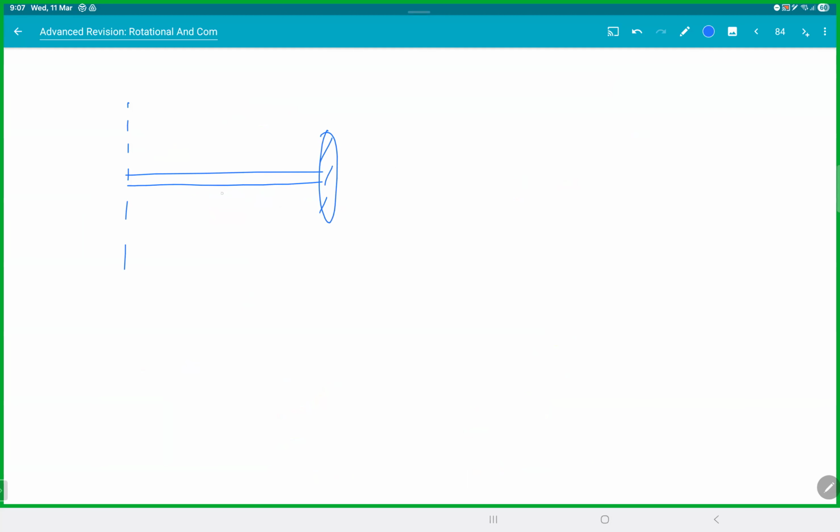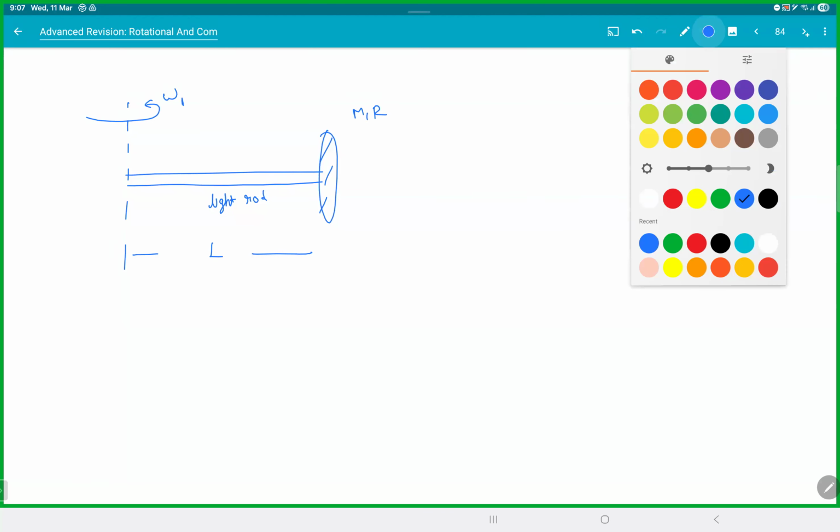So let's keep it simple, okay? Let's say a light rod of length L, and this disk has mass M and radius R, and this is rotating with omega 1, okay? Now, if I ask you to find the kinetic energy of the disk, what will you write? There is no rotation about its own axis, okay? This omega 2 is 0.